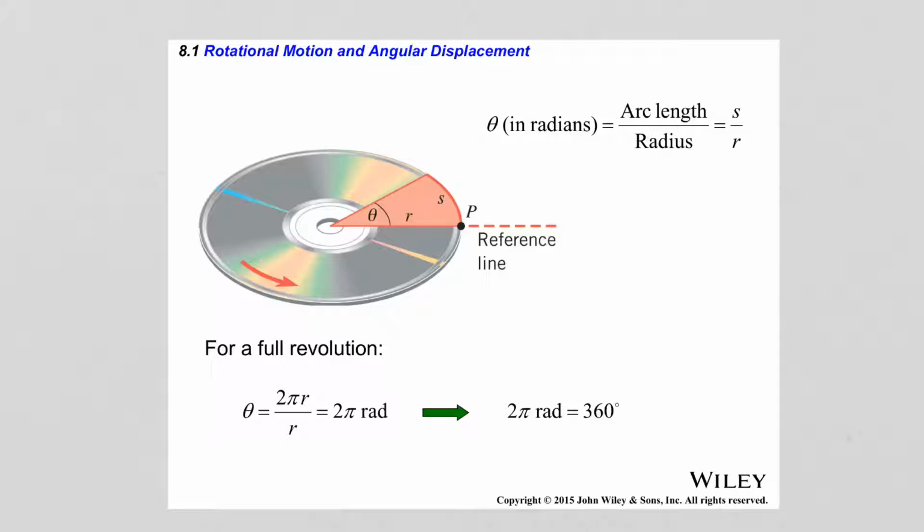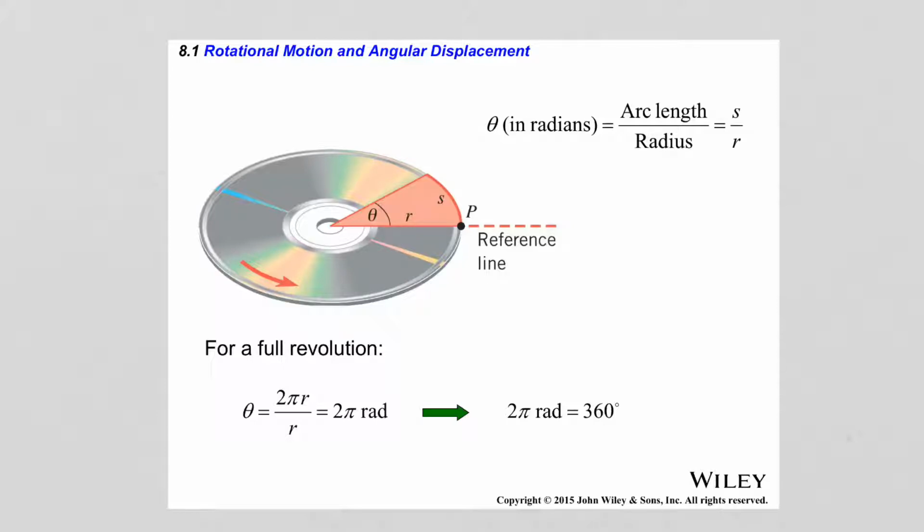As you can also see here, because the arc length s and the radius r have the same units, the radian is a dimensionless unit. It is simply used as a placeholder to indicate that the rotational motion is considered in the framework of the metric system.